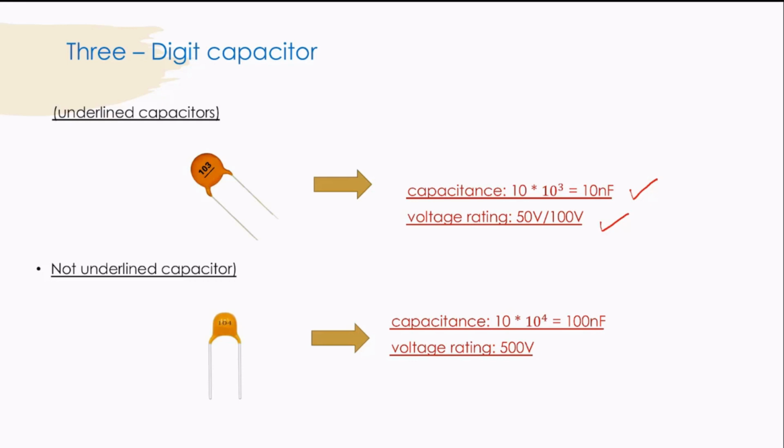Next is the not underlined capacitor. For the not underlined capacitor, the value of the capacitance is 10 into 10 to the power of 4, which is equal to 100 nanofarad, and as it is a not underlined capacitor, the value of the voltage is 500 volts.